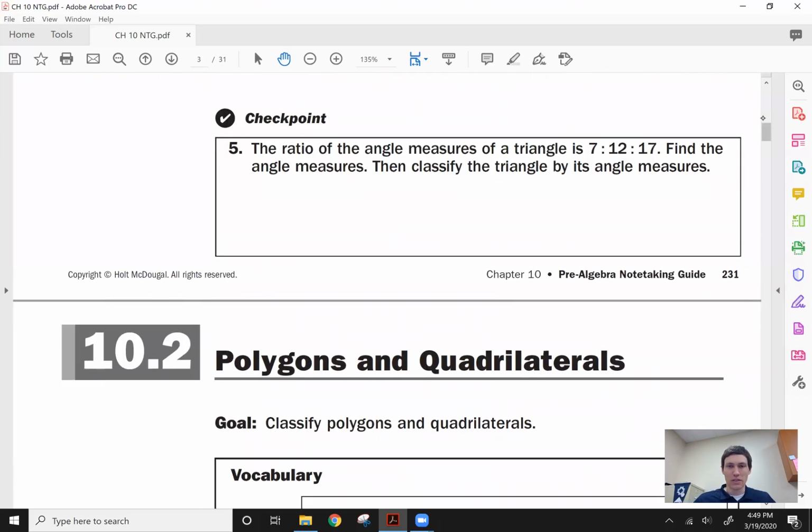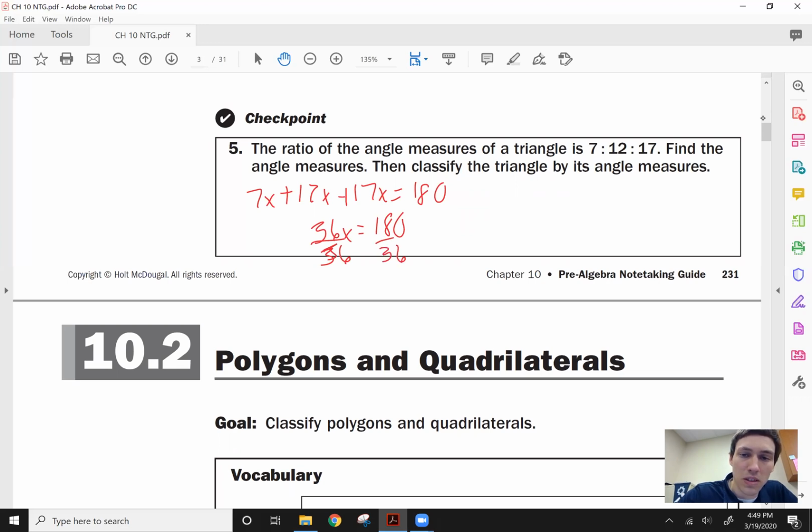So I'll do the last one with you here. Ratio is 7, 12, 17. So that means 7x plus 12x plus 17x, again, equals 180. So I go 7 plus 12 plus 17 is 36. I combine the like terms. X is being multiplied by 36. So I've got to divide by 36. That's a terribly written 3. So x equals 5.